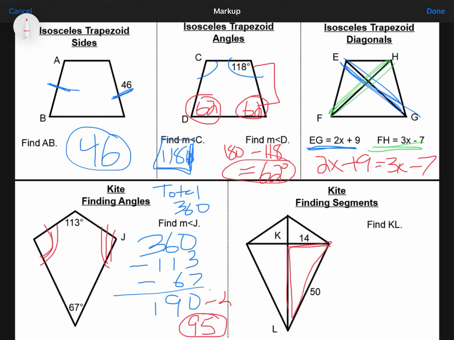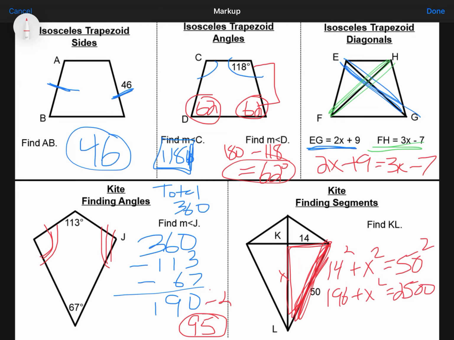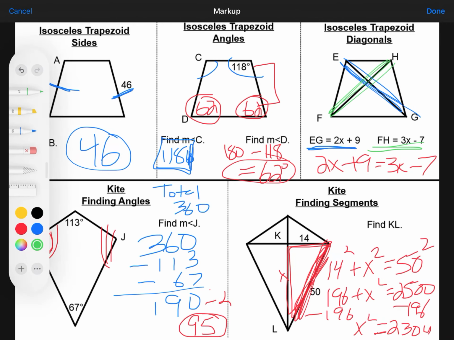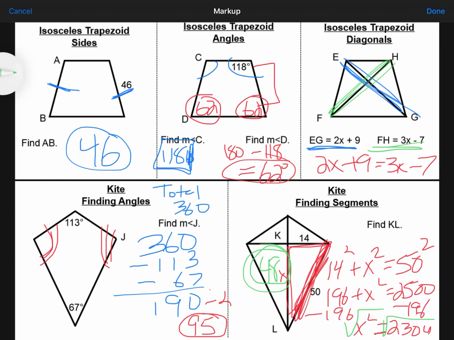Lastly, kites can use the Pythagorean theorem. A squared plus B squared equals C squared. So be careful that the side here of 50, the outside of the kite, is the hypotenuse. From there, you just use the Pythagorean theorem. Not too bad, not too hard. Comes out to a very big number here at first, 2304. But if you take the square root of 2304 on a calculator, it turns out the square root of 2304 works out really nicely to the number 48, and you get a nice whole number answer.